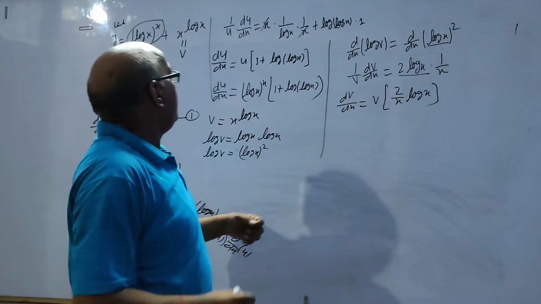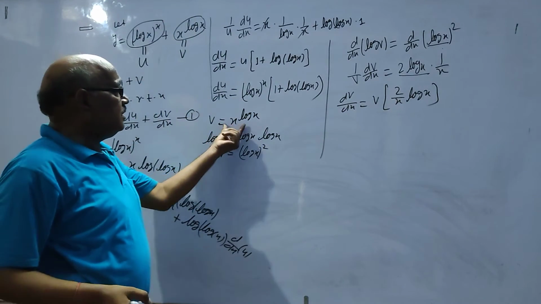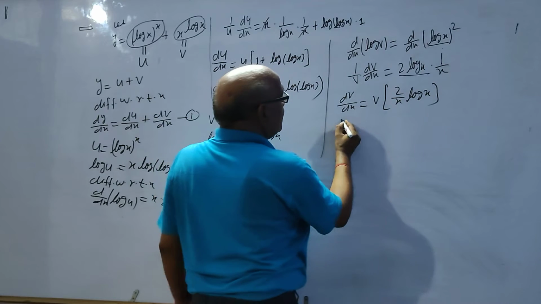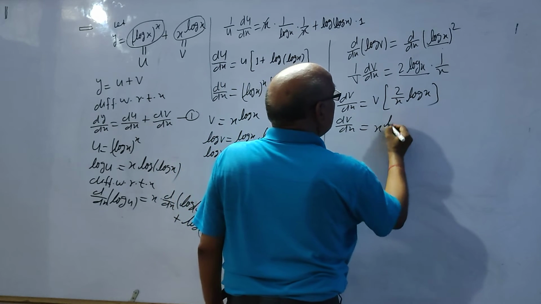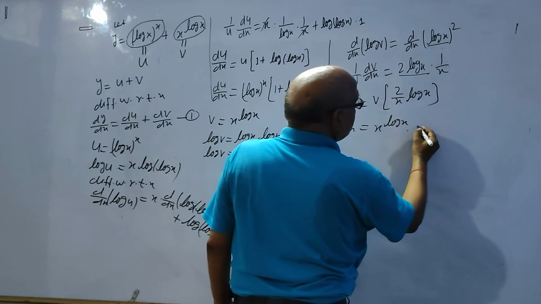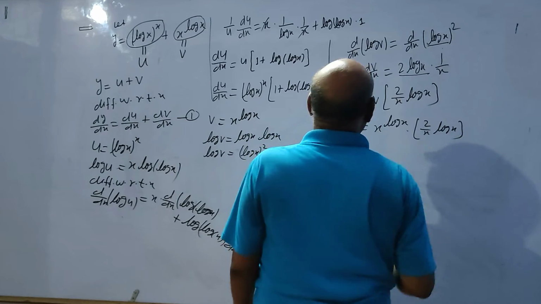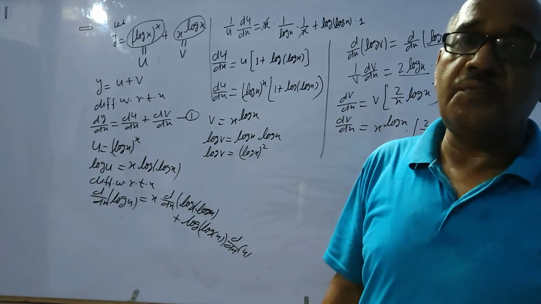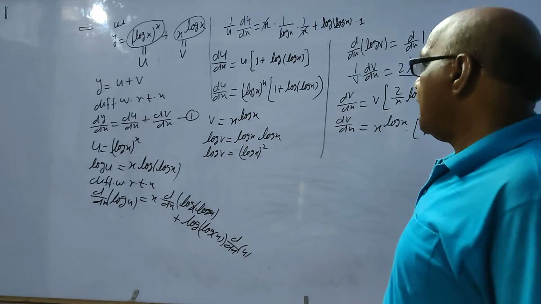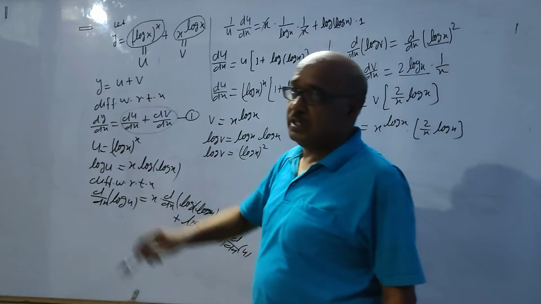Now put the value of v. V की वैल्यू कितनी है? That is x to the power log x. Put it here. So therefore dv over dx is equal to x to the power log of x into 2 upon x into log of x. Now you have got the value of dv over dx, but you have to find out the value of dy over dx. In order to find out the value of dy over dx, put the value of du over dx and dv over dx here.